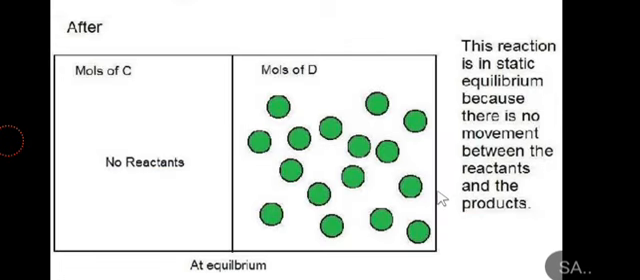Chemically, what? Here, this reaction is in a static equilibrium, as you can see. No reactants are there because the reactants have been consumed to form the products, and no movement is there between the reactants and the products. So this is a kind of stationary equilibrium, and this is the static equilibrium.